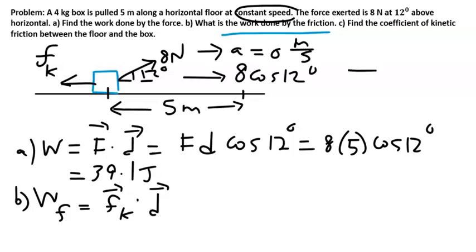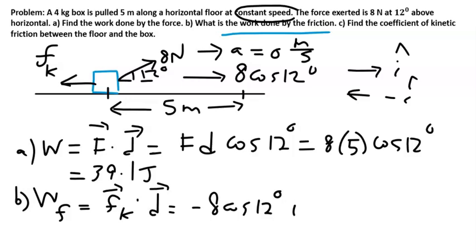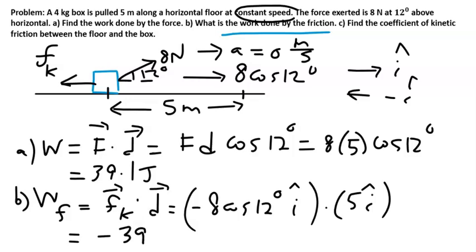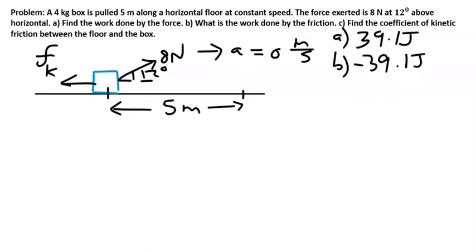So the work done by friction is friction force dotted into displacement. If we take the rightward direction to be i hat, the leftward direction must be minus i hat. So the friction is given by minus 8 cosine 12 degrees i hat, and you dot that with displacement, which is 5 i hat. And you will get the answer with the same magnitude as in part A, but with opposite sign, minus 39.1 joules.